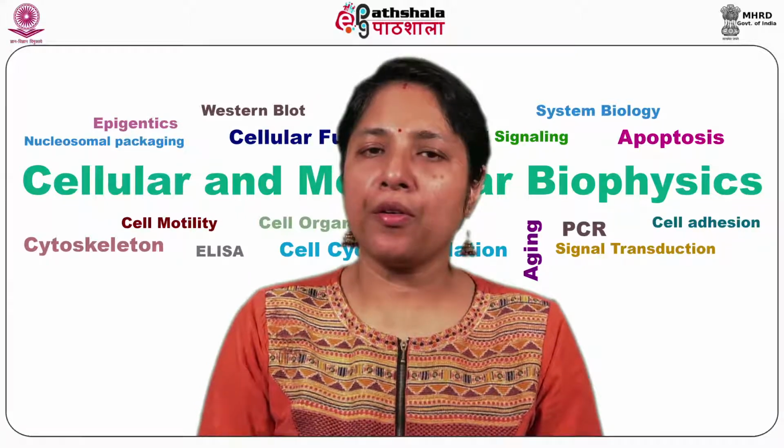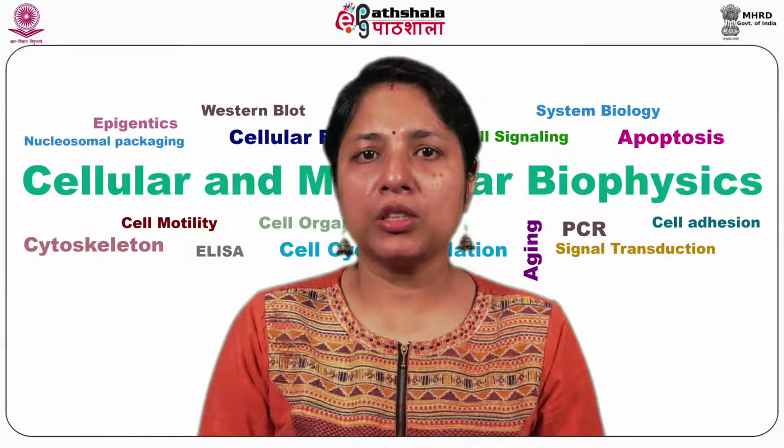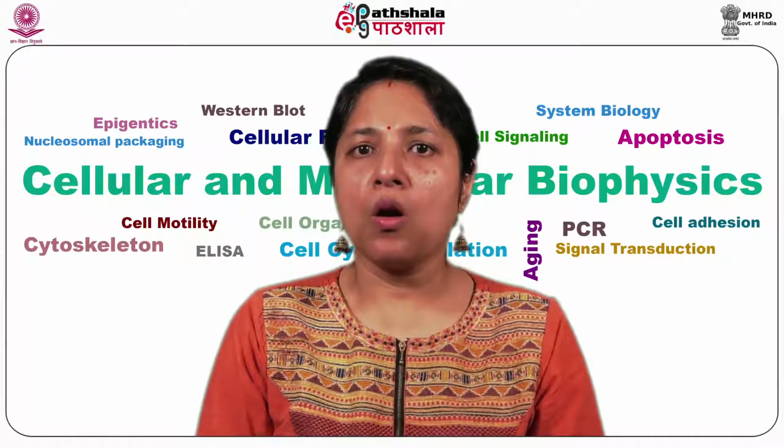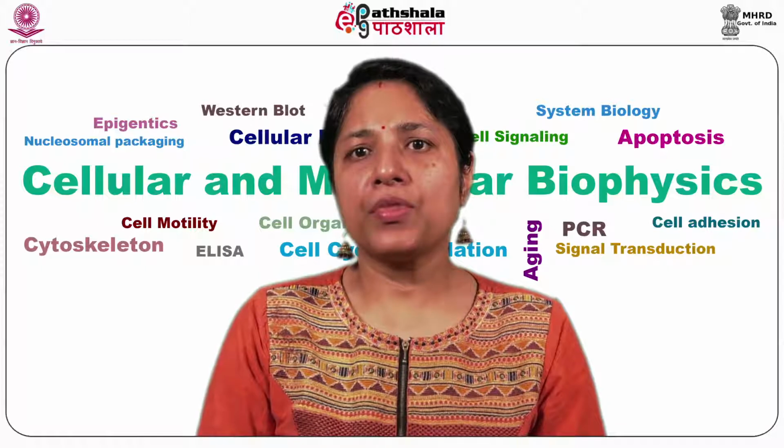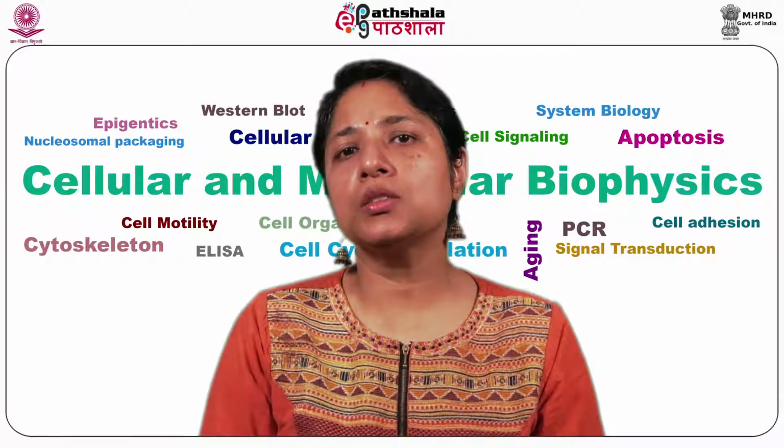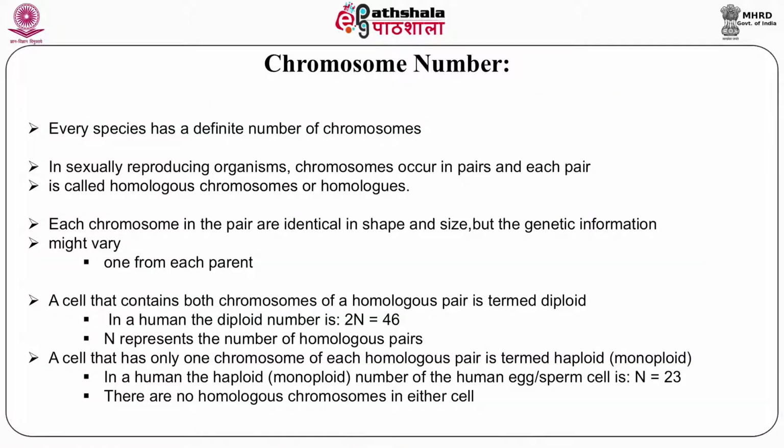Each chromosome in the pair is identical in shape and size, but the genetic information might vary, one from each parent. A cell that contains both chromosomes of a homologous pair is termed diploid. In a human, the diploid number is 2n, which is equal to 46. n represents the number of homologous pairs. A cell that has only one chromosome of each homologous pair is termed haploid or monoploid. In humans, the haploid number of a human egg or sperm cell is n equal to 23. There are no homologous chromosomes in either cell.